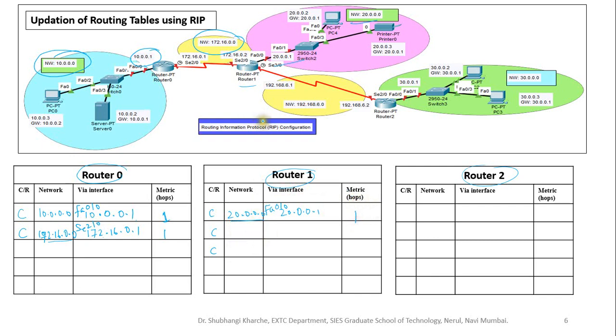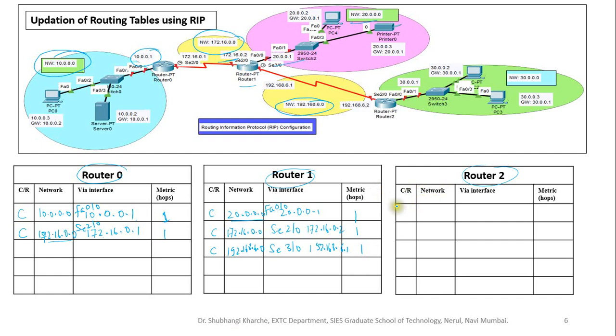Router 1 can reach the class B network 172.16.0.0 via serial interface 2/0, which has the IP address 172.16.0.2, and it can reach this WAN network, or class B network, with a hop count of 1. Similarly, router 1 can reach the WAN network 192.168.6.0 via the serial interface 3/0, which has the IP address 192.168.6.1, and it can reach it directly with a hop count of 1.